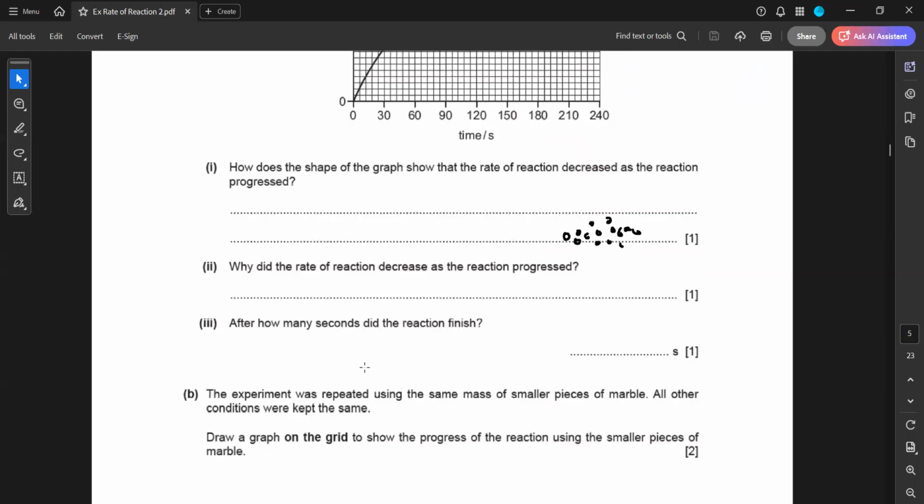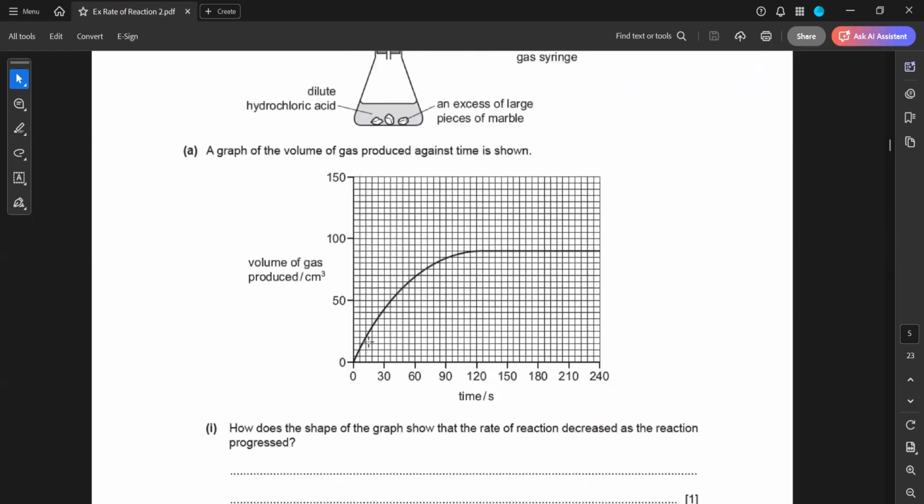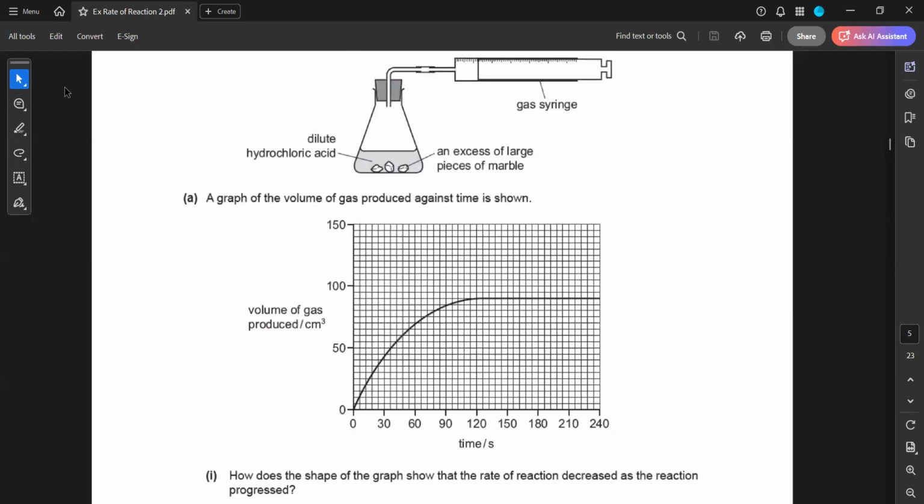Why is the final product the same? As I mentioned, we are using the same mass of the marble chips. So the reaction would be faster, but it will eventually give the same amount. So how do we draw such a graph? You have to roughly sketch it. It's not by any calculation. The reaction should be faster, but the final product should be the same.